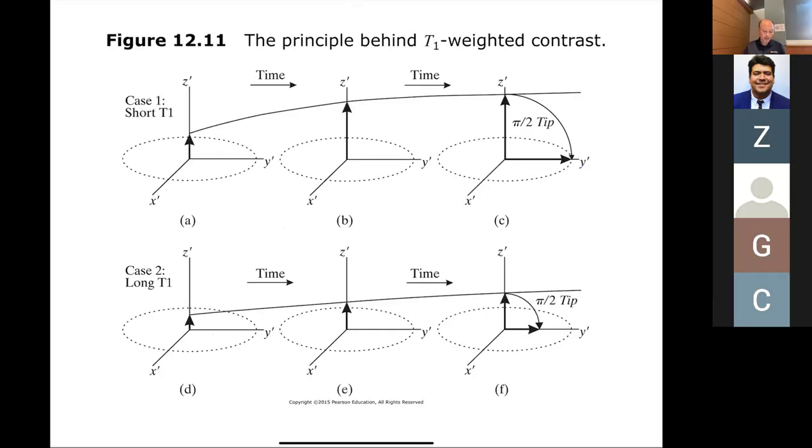So here's to just get the idea behind T1 weighted contrast. Essentially, if I have a very short T1, then things recover very fast. And so my magnetization recovers quite a lot, and so I have a lot of magnetization to tip here. So I go from here to here, I tip it. Whereas if I have a very slow recovery, then I have much less magnetization to tip over the next time. Okay. So short T1s recover very quickly, long T1s recover very slowly.